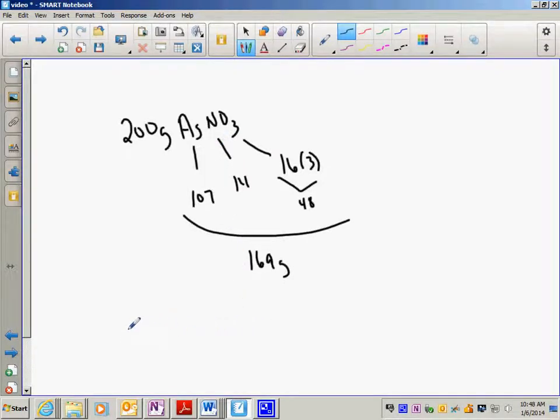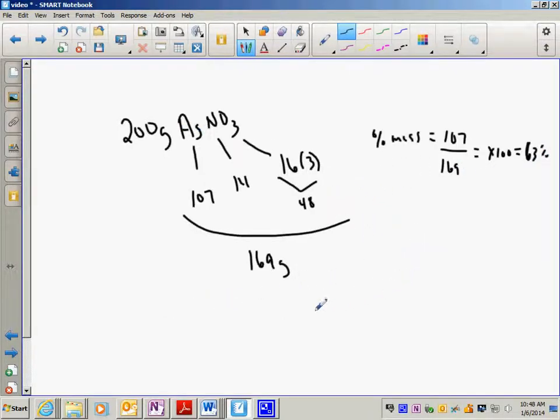Now, in this case, percent by mass equals what percentage of this stuff is silver? 107. For the total mass is 169. This equals times 100, my percentage. Now, 107 divided by 169 equals 63%. So 63% of this thing is going to be silver.